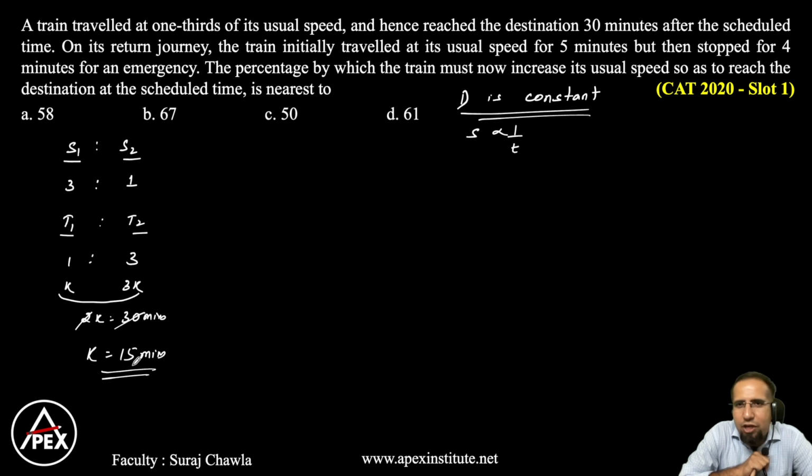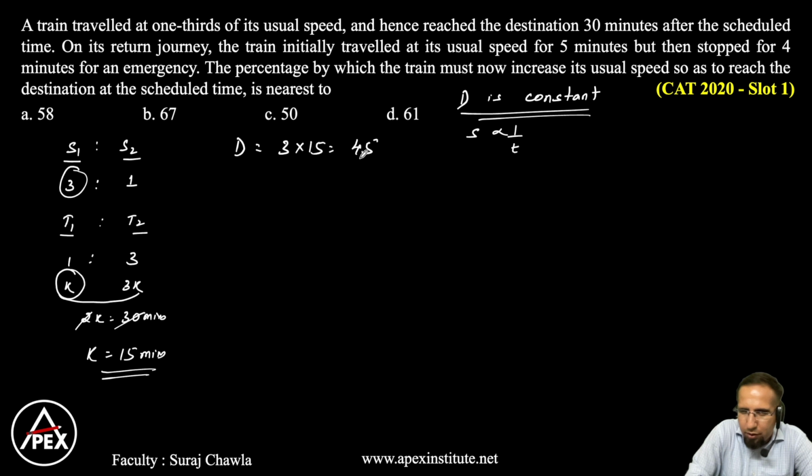Now, initially the train traveled at its usual speed for 5 minutes. So, let me define the distance here. This is K is 15. So, I can say distance is 3 into K. So, I can define my distance is equal to 3 into 15, let's say 45, some unit which is uniform, no problem. Now, 45.